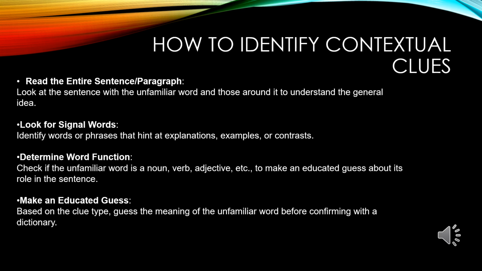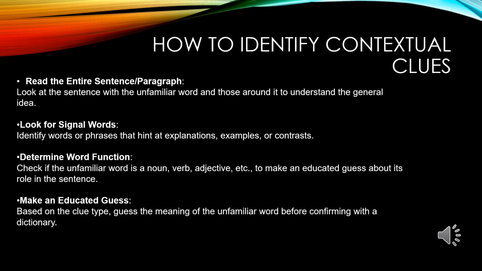Now, these are the steps on how to identify contextual clues. The first one is by reading the entire sentence or paragraph. Look at the sentence with the unfamiliar word and those around it to understand the general idea. The second one is by looking for signal words. Identify words or phrases that hint at explanations, examples, or contrast.